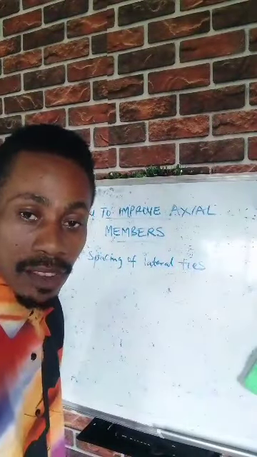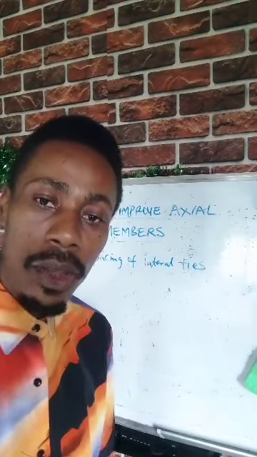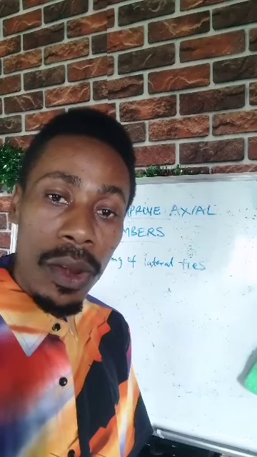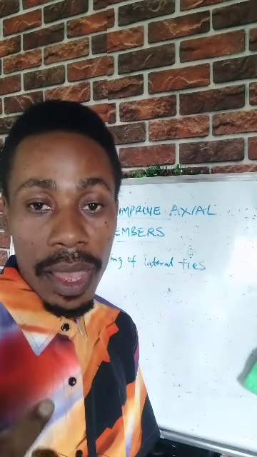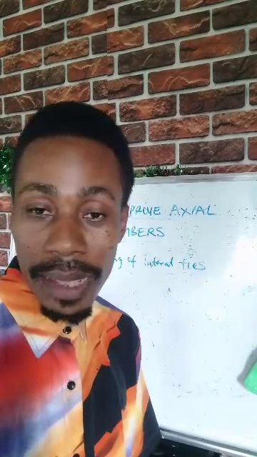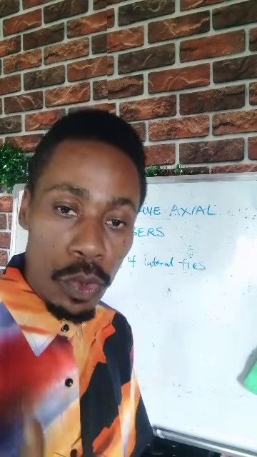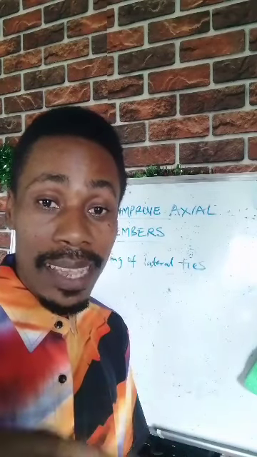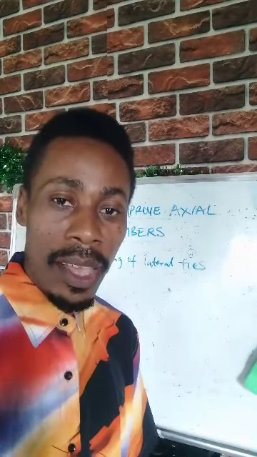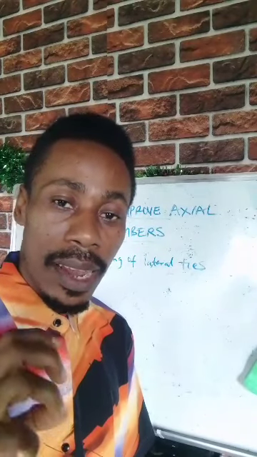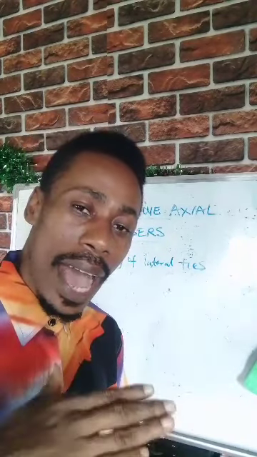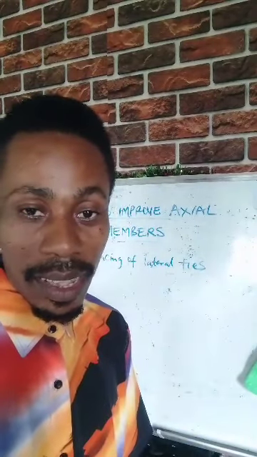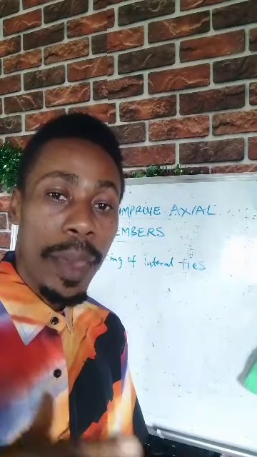Now when you talk about lateral ties, those are lower sizes, lower diameters of reinforcement that we use to guide, to put the main bars in place. Those are what we refer to as lateral ties, and they are usually placed at specified spaces. And those spaces should be maintained.